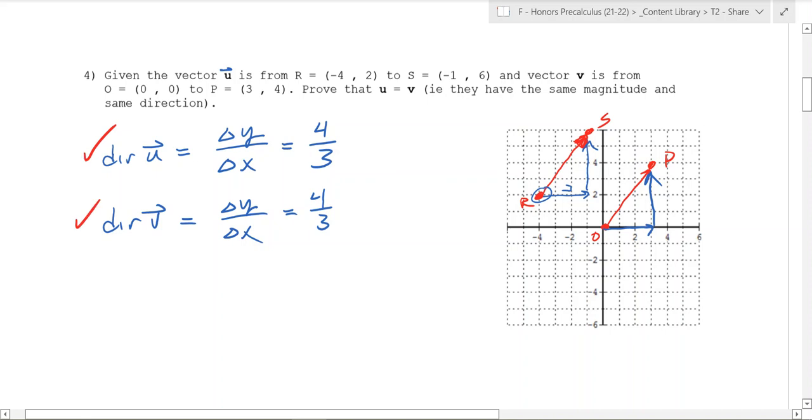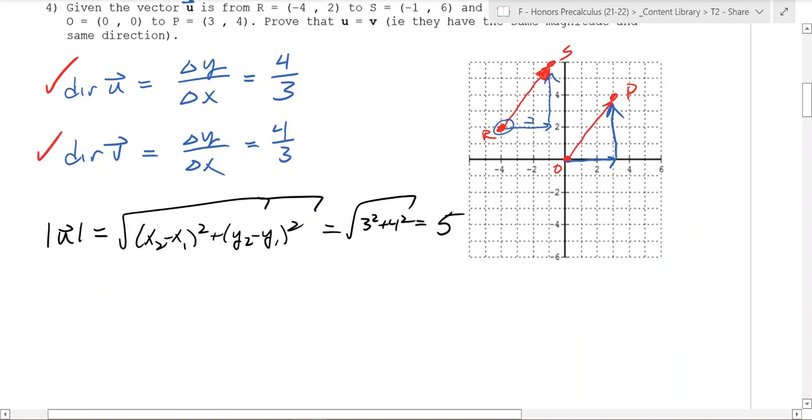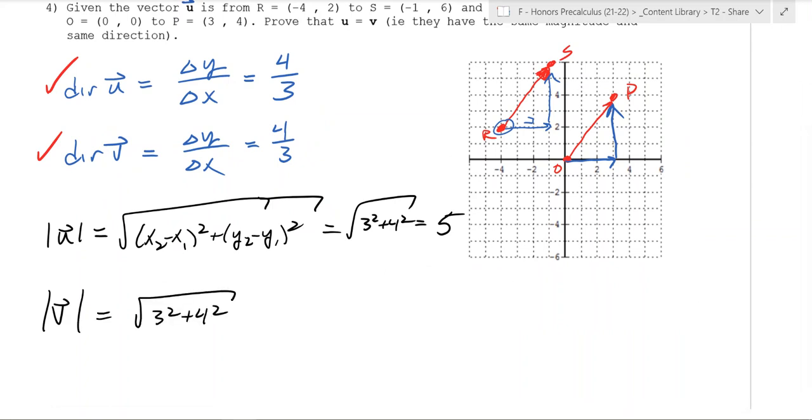What about the magnitude? How do you do the magnitude of vector u? Well, that is going to be the same distance formula that you've seen before: the square root of x2 minus x1 squared plus y2 minus y1 squared. In this case, that's the square root of 3 squared plus 4 squared, which is the square root of 25, which is 5. Similarly, when you do it for v, you end up with the change in the x direction and the change in the y direction squared, and you also end up with 5.